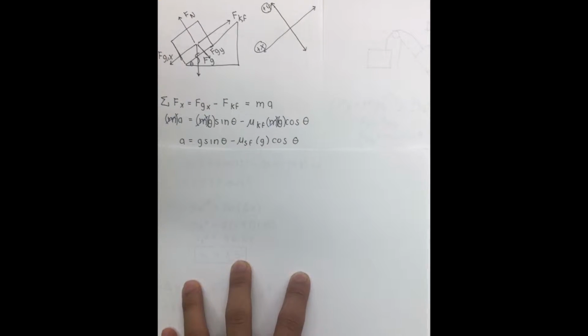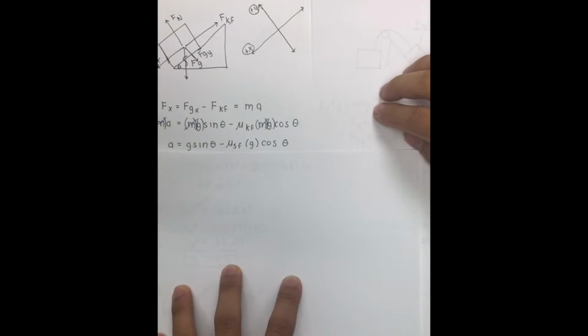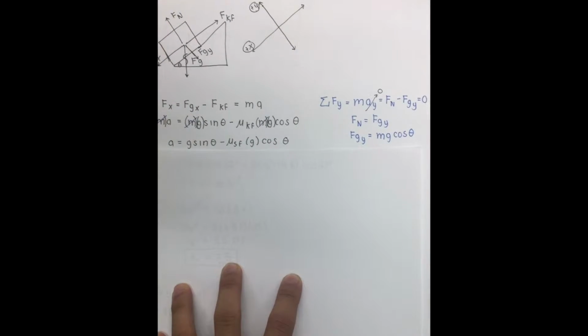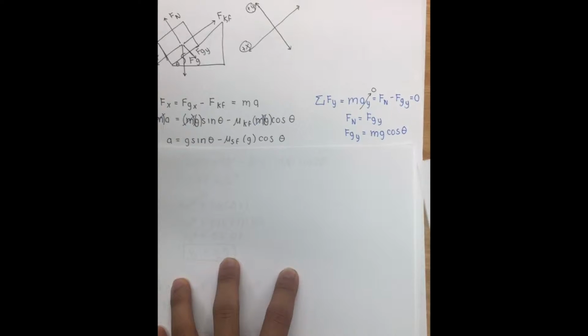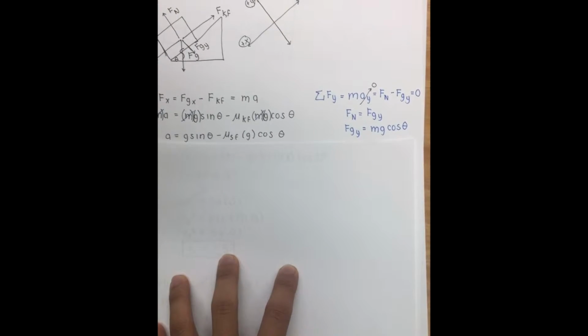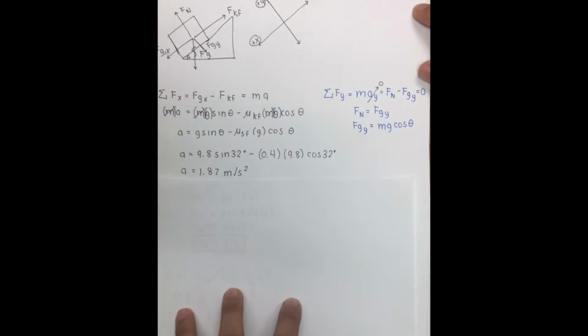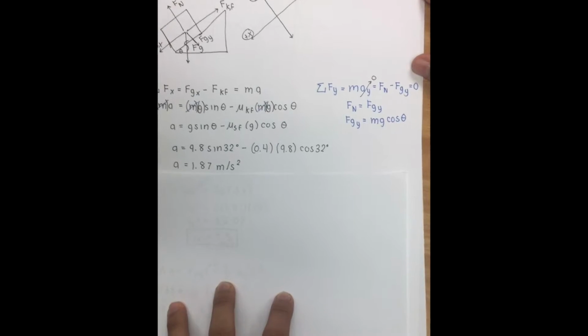To do that, we first solve for the acceleration in the x direction of the crate and subtract the acceleration from kinetic friction. To find the acceleration from kinetic friction, we would find the normal force of the crate, which in this case is equal to the force of gravity in the y component. After the calculations, we find that acceleration is equal to 1.87 meters per second squared.